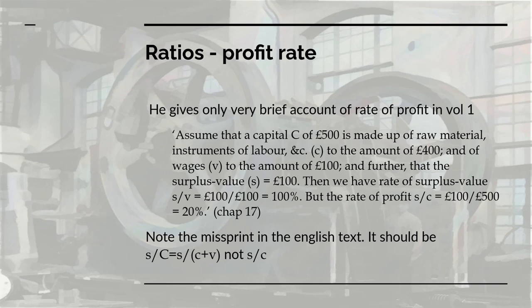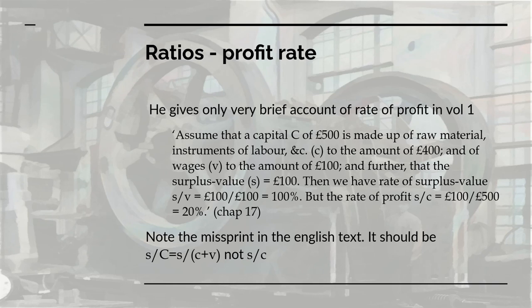The first point in which he raises it, and where he actually gives a mathematical formula for it, is in chapter 17, where he says, assume a capital C of £500 is initially made out of raw material, instruments of labour, etc., up to the amount of £400, and wages v up to the amount of £100, and further, that the surplus value is £100. Then we have rate of surplus value equals 100 over 100, which is 100%, but the rate of profit is £100 over £500, which is 20%. So he's basically accusing the earlier economists of confusing the rate of surplus value and the rate of profit because they don't take into account the constant capital.